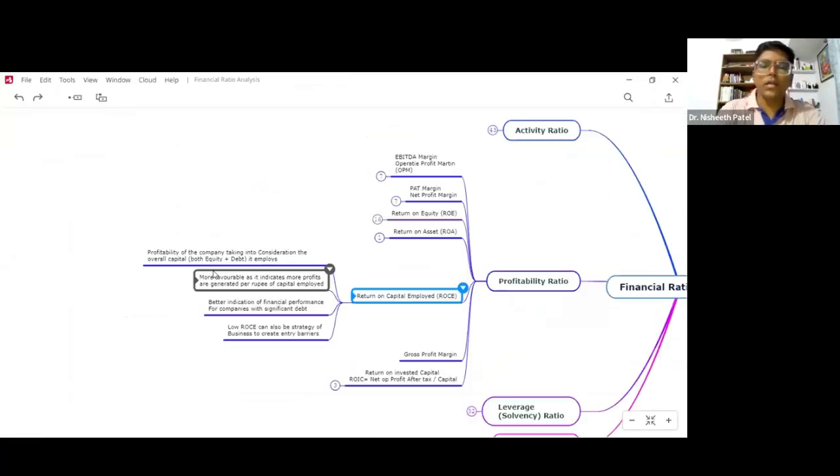ROC is the return on capital employed. Whatever capital you have employed, how much return are you getting on it. So capital means equity and debt both. This is the profitability of the company taking into consideration the overall capital.